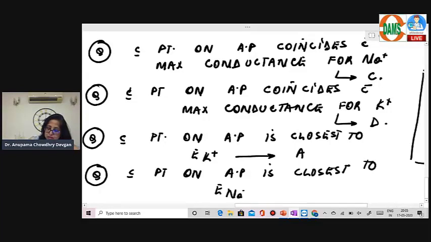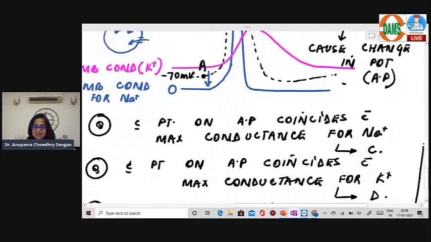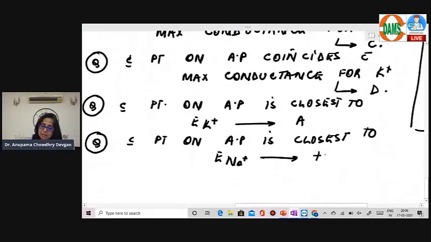Which point on the action potential is closest to the equilibrium potential for sodium? The equilibrium potential for sodium is plus 61. Which point on the action potential is closest to plus 61? Closest to plus 61 will be point C. Point C is at plus 30, which is closest to plus 61. So this is going to be plus 61 millivolts, which is point C.